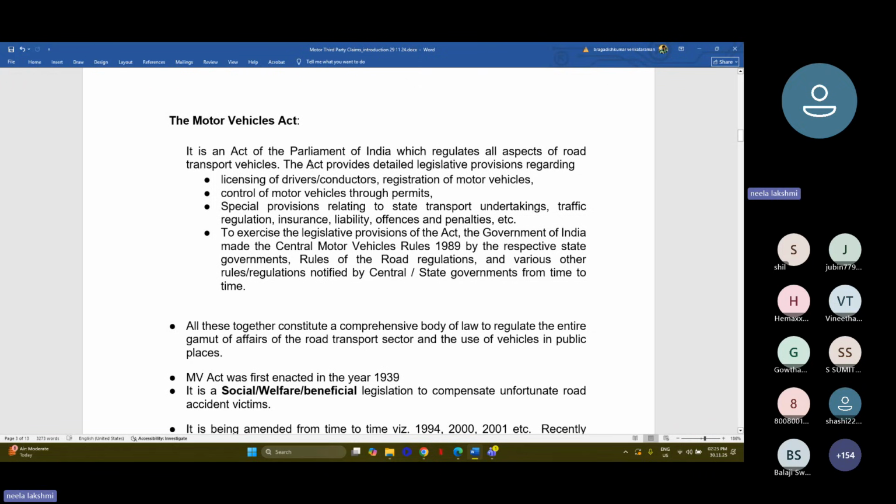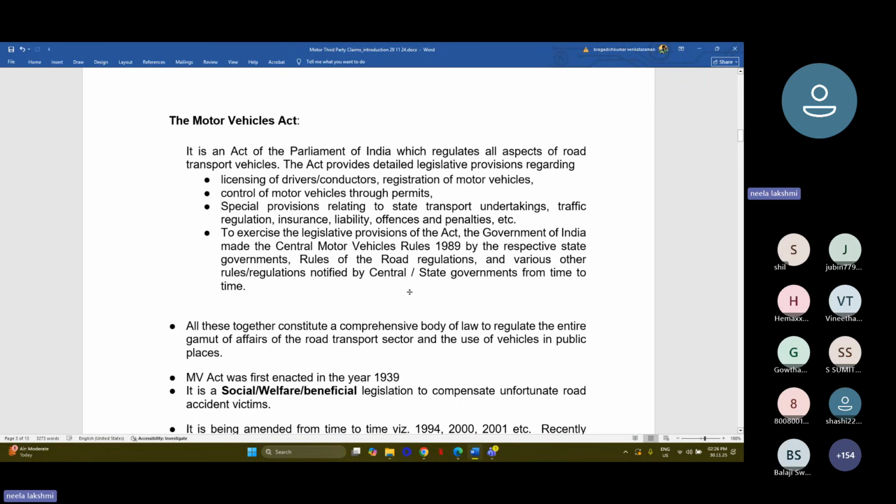What is the purpose of enacting this Motor Vehicles Act? Licensing of drivers, conductors, registration of motor vehicles. Otherwise, there will not be any discipline in vehicles running on the roads. Control of motor vehicles through permits, special provisions relating to state transport undertakings, traffic regulations, insurance, liability, offences, and penalties, etc. are specified in the Motor Vehicles Act.